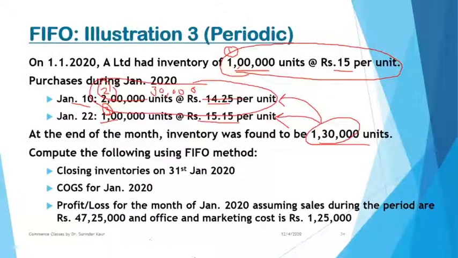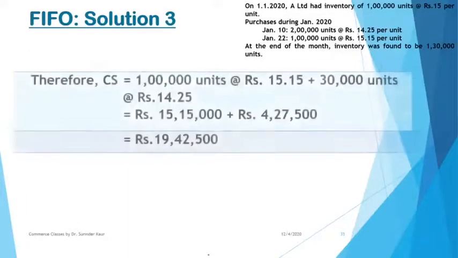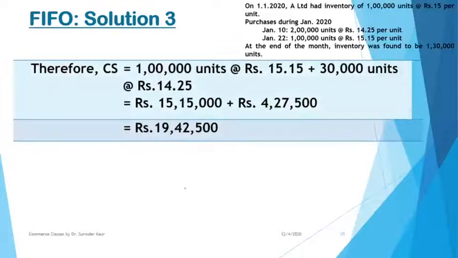Once we know the cost of goods sold, profit and loss can be measured. We are given the prices. So now I am explaining this. So closing stock, as we explained earlier, is 1 lakh units at the rate of 15.5, then 30,000 units at the rate of 14.25. That gives you closing stock of 19,42,500.